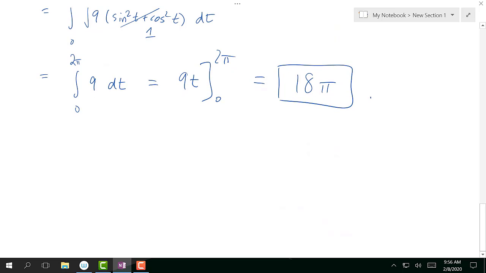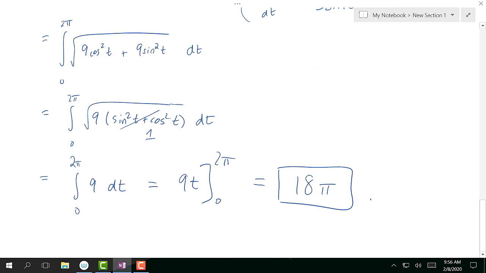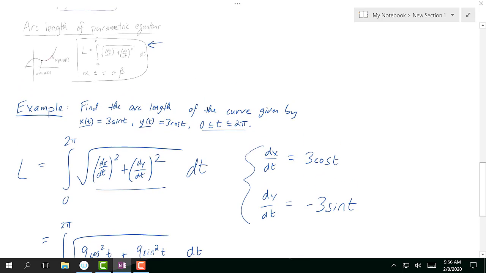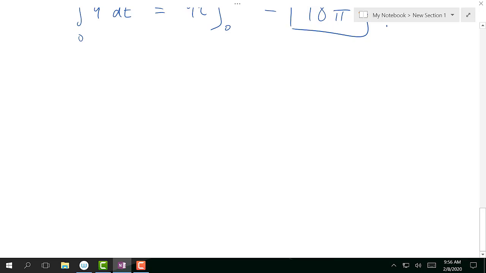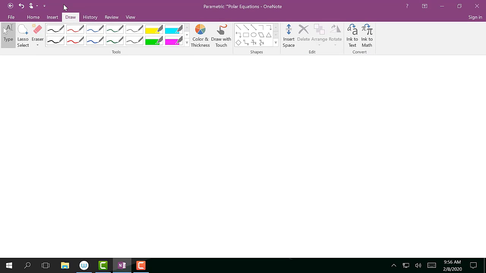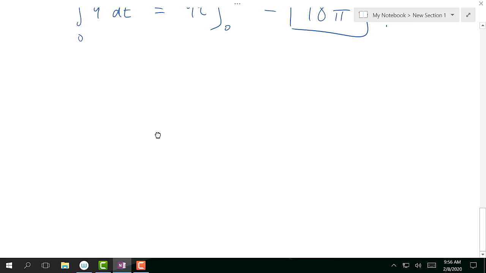All right, very good. So next thing we're going to look at, so we had the arc length. Now we're going to look at the surface area that we can generate. So what we're going to have is, let's make this bigger.